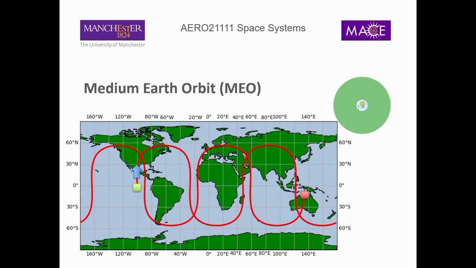The satellites that we tend to get in medium Earth orbit are our navigation satellites, so GPS, Galileo, those kind of ones. And they give you these really funny orbit patterns, these ground tracks, which I quite like. So this is an example of a Galileo, the European version of GPS. And this is the kind of orbit that you get.